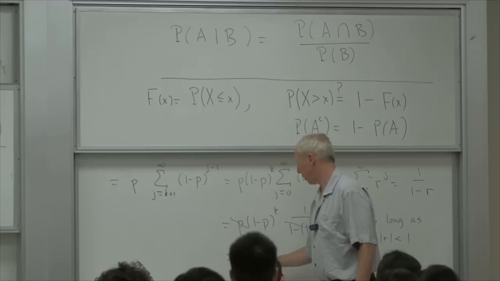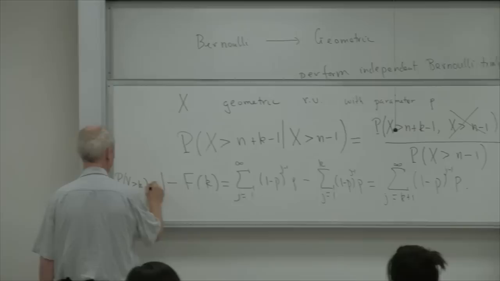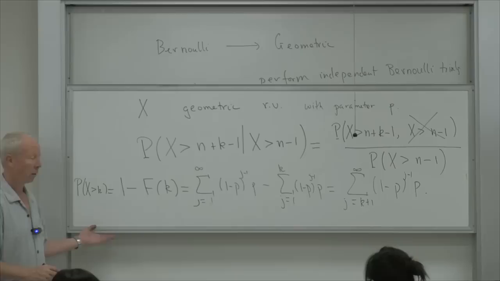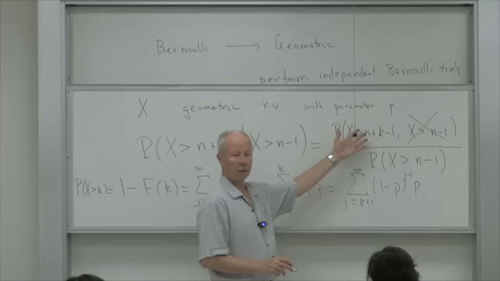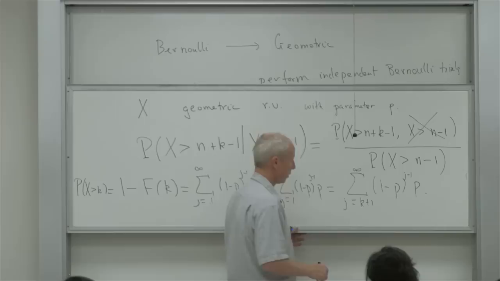So let's summarize. What did we just do? The probability that X is bigger than k for a geometric random variable with parameter p is (1 minus p) to the k. All right, so what did we want to compute? We wanted to compute this ratio. Can we do it? Yes, we can. We know what things like this look like and what things like that look like, so let's evaluate that.